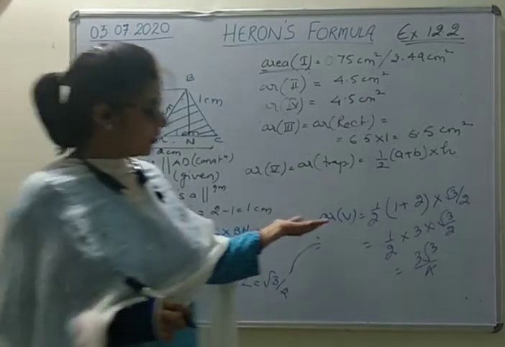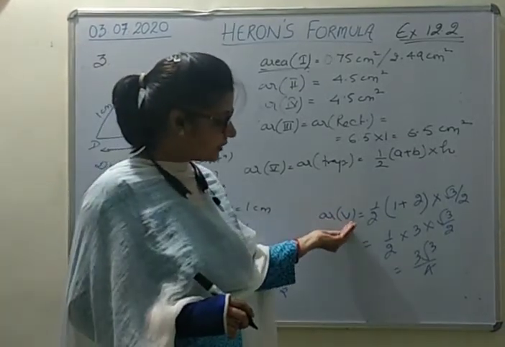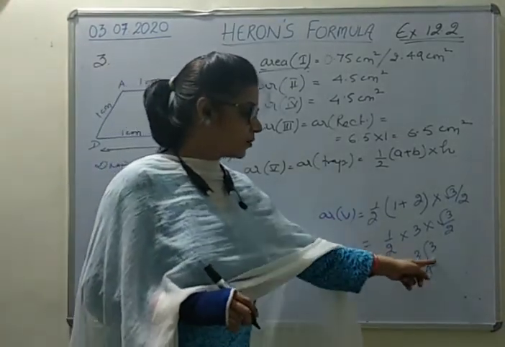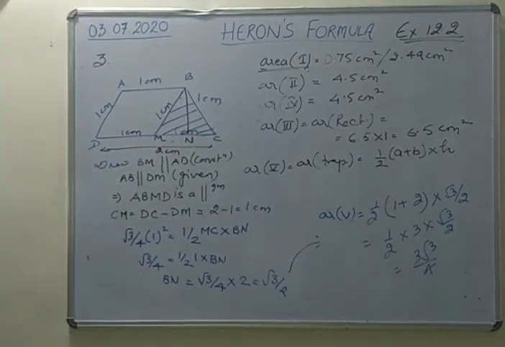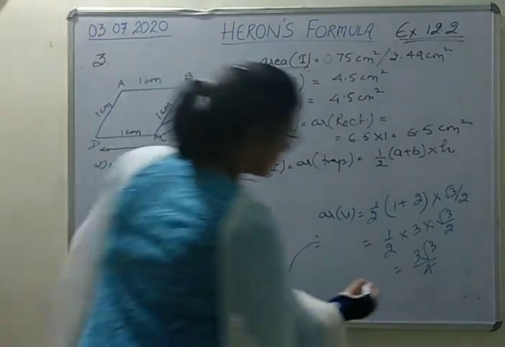Thus, what have we got? The area of the fifth part is 3 root 3 upon 4. Right? And if we put the value of root 3, what is root 3? 1.73. So 3 into 1.73 upon 4 will be approximately equal to 1.3.